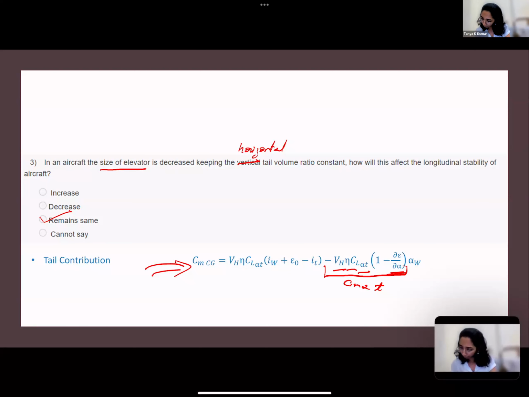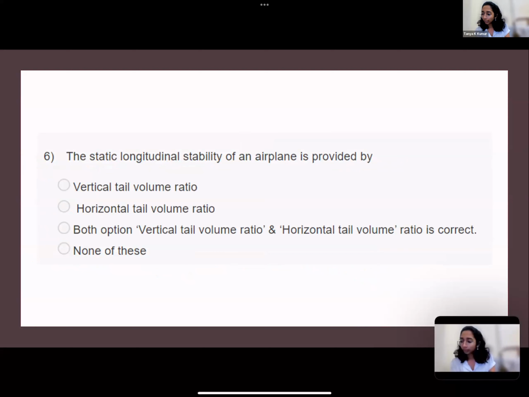The static longitudinal stability of an airplane is provided by, it should be fairly simple now. What's the right answer?